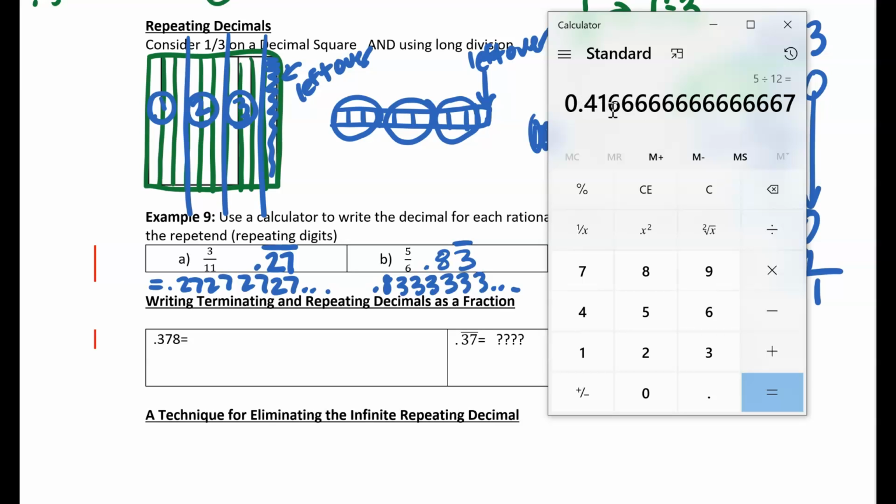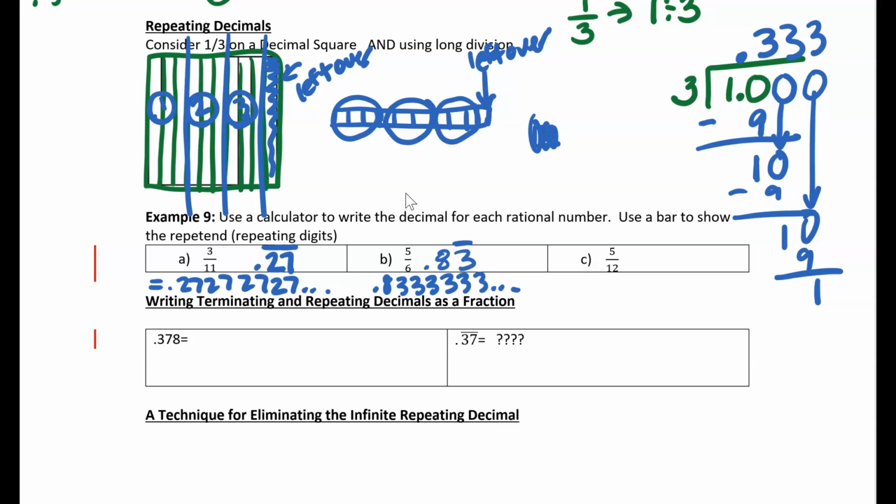So 0.416, and then the bar is going to go over the 6. So 0.416, and then the bar goes over the 6. So now we're going to go backwards: writing terminating and repeating decimals as a fraction.